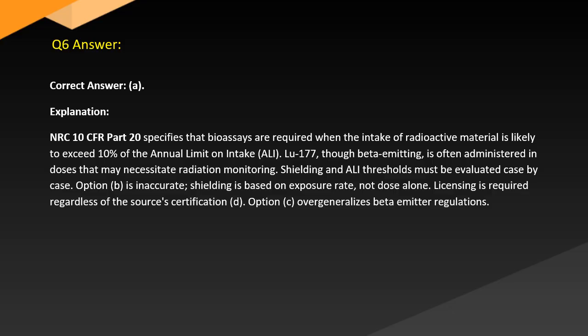Option B is inaccurate. Shielding is based on exposure rate, not dose alone. Option D is incorrect. Licensing is required regardless of the source's certification. Option C overgeneralizes beta emitter regulations.